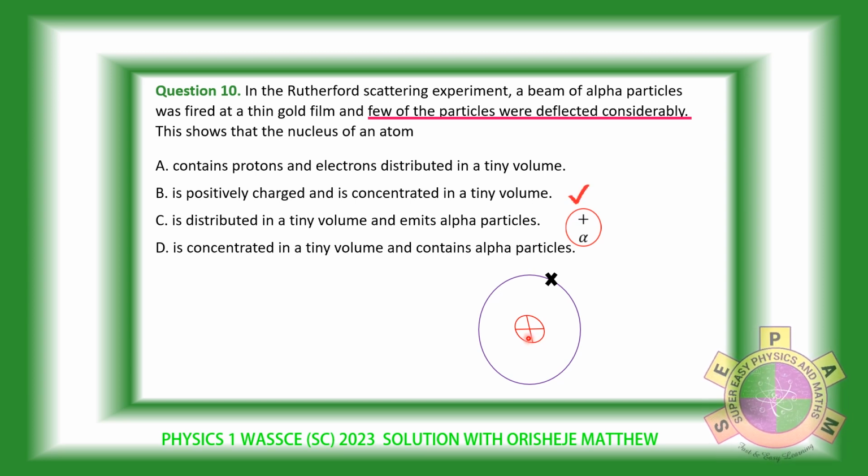So that tells us that it is positively charged. The alpha particle is positively charged, and the nucleus of the atom is positively charged and concentrated in a tiny part of the atom. So B is the correct answer to this question.